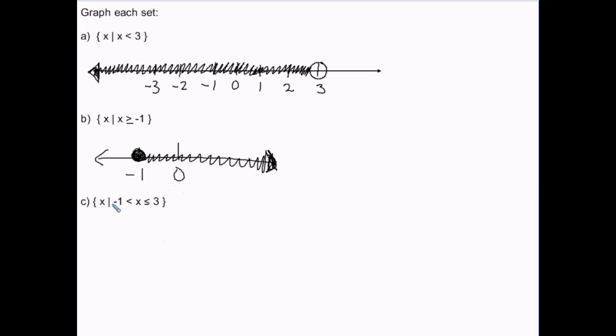Here I have x such that -1 < x ≤ 3. So in this case, I'm going to have those 3 numbers. Open circle because of the less than, closed circle colored in because of the less than or equal to, and then x is between them, so I shade between. Like I said, we're going to use the same exact steps as solving equations.